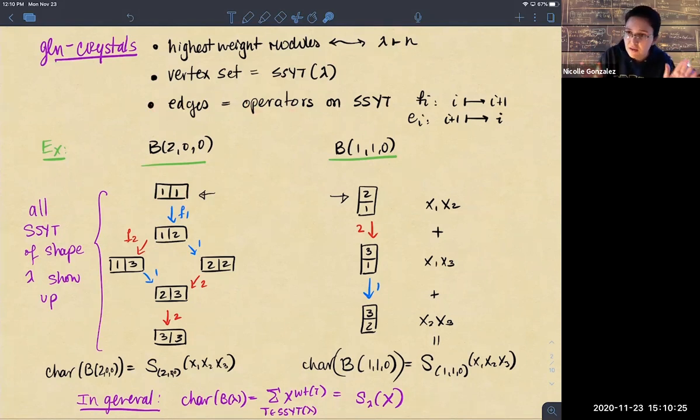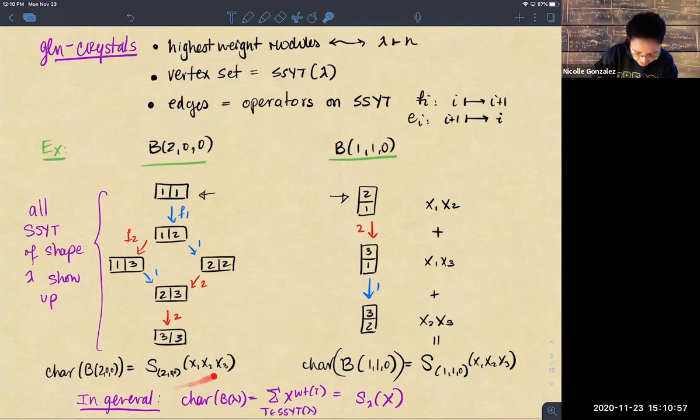I'm not going to actually define them for you, but there are certain operators that basically eat a semi-standard Young tableau, and they change an i to an i plus 1 in the case of F_i's, or they change an i plus 1 to an i in the case of E_i's. Recall that E_i and F_i are inverses. So if I just draw the picture with F's, you can draw the arrows going in the other direction with E's. It doesn't matter which one you choose to draw. So let's do an example. Suppose my lambda is the partition 2, 0, 0.